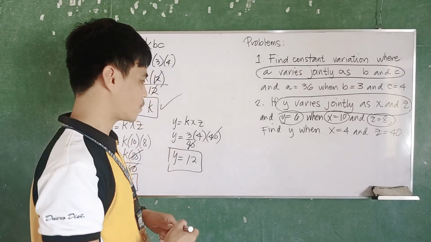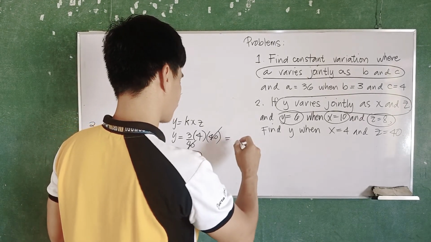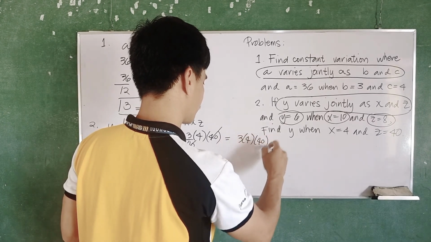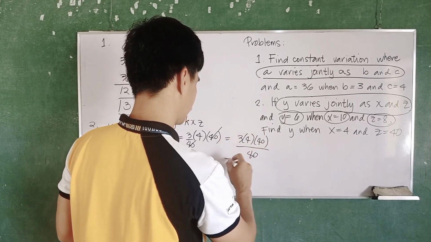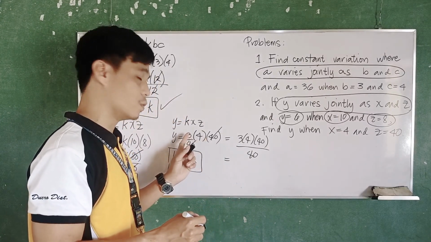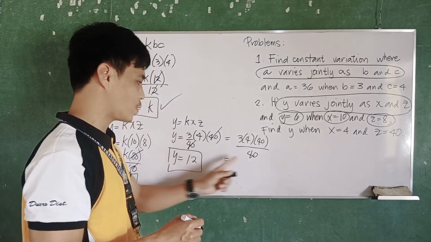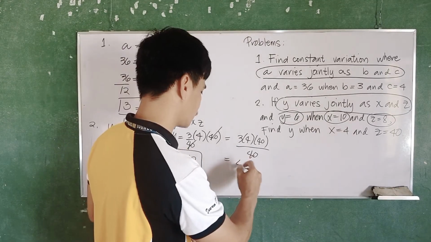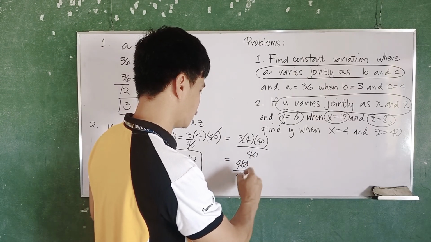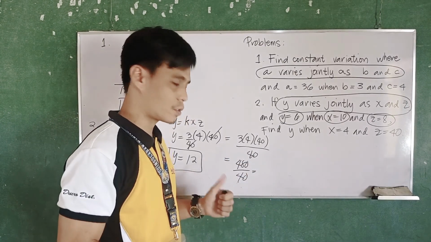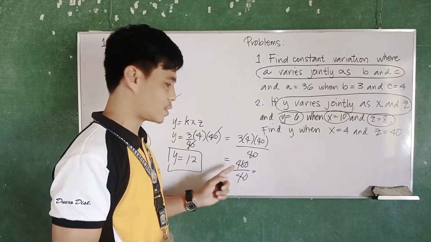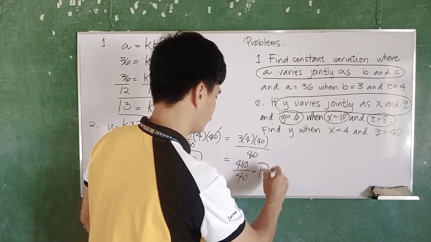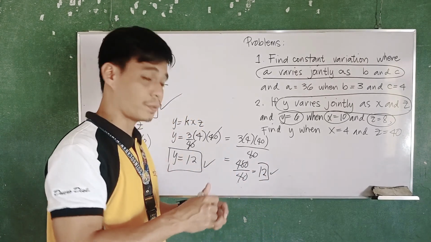Okay? But if you are confused, guys, we can also do this: 3 multiplied by 4 times 40 over 40. So we just multiply the numbers on top. Then, we just simply copy your denominator, which is 40. So, this is 480 over 40. Okay? So, in simplifying this, we just simply divide 480 by 40. So, that would be 12. So, our answer will be 12.